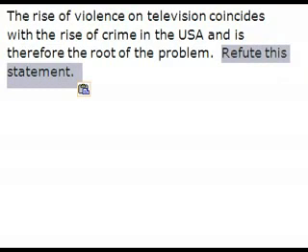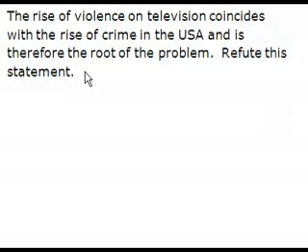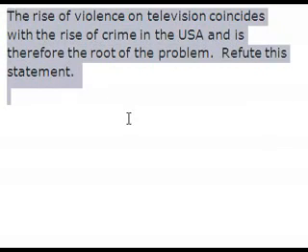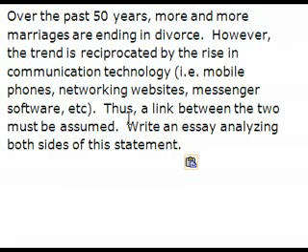Okay. Another question. Over the past 50 years, more and more marriages are ending in divorce. However, the trend is reciprocated by the rise in communication technology. For example, mobile phones, networking websites, and messenger software. Thus, a link between the two must be assumed. Write an essay analyzing both sides of the statement.